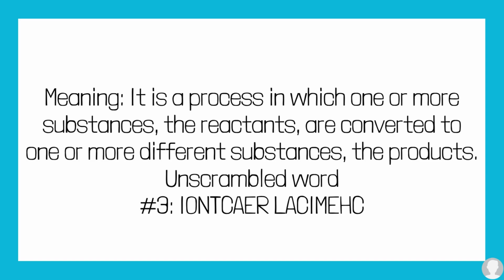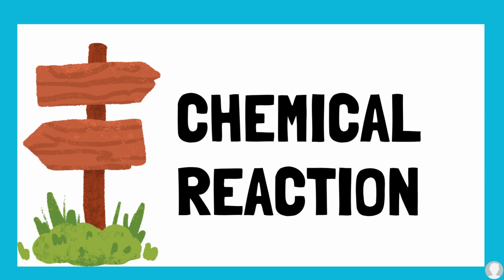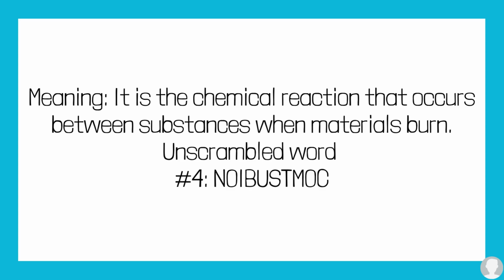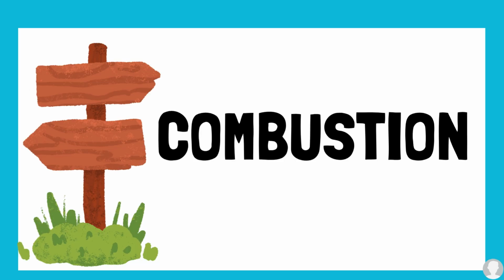For the fourth one, it is a process in which one or more substances, the reactants, are converted to one or more different substances, the products. What do you think is the answer? It's a big check. Chemical reaction. It is the chemical reaction that occurs between substances when material is burned. What do you think is the unscrambled word? Great job, kids! The answer is combustion.